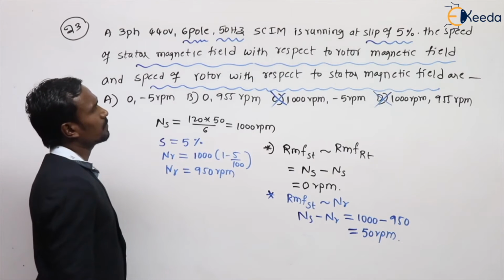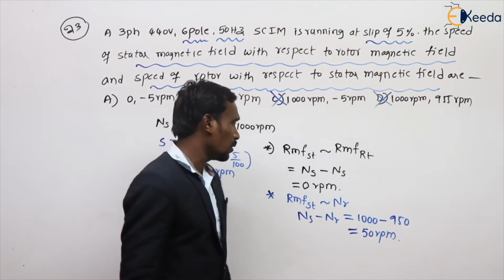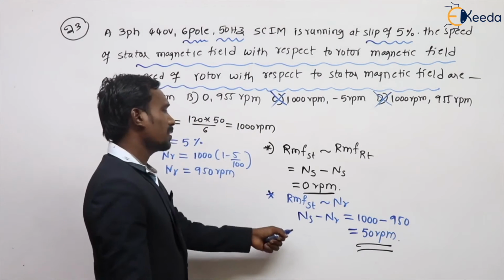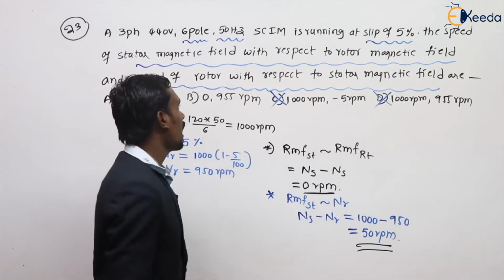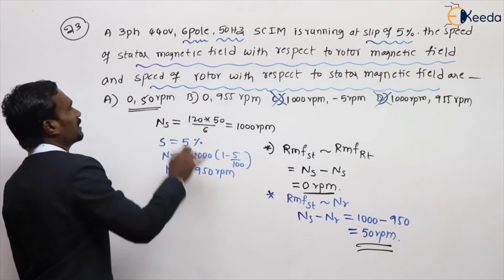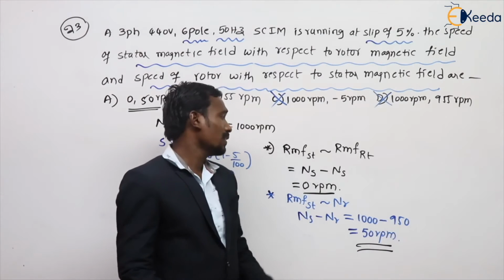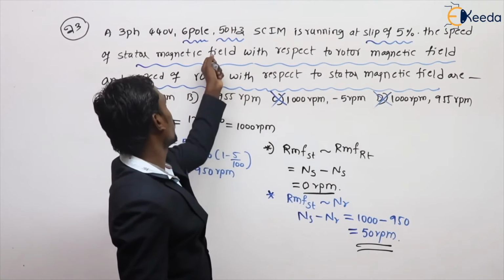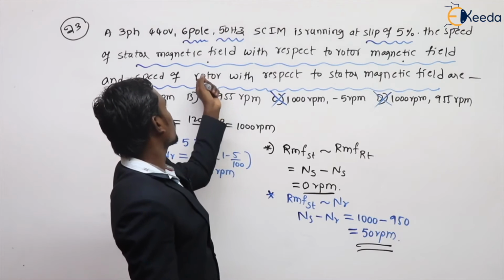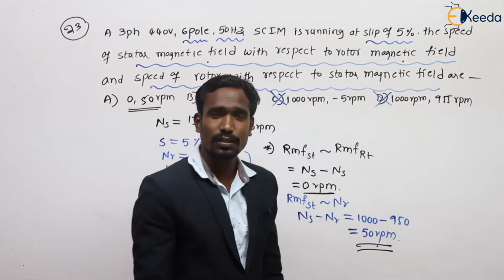Where is the 50 RPM? There is no option. Actually, they have given wrong options. The answer is one is 50 RPM and the other one is 0 RPM. This is 100% correct. Here it should be 50 RPM, then it would be the correct answer, but they have not given it like that. So the relative motion between the stator magnetic field and rotor magnetic field is 0, and the relative motion between the stator magnetic field and the rotor is 50 RPM. This is simply a question on speed equations.